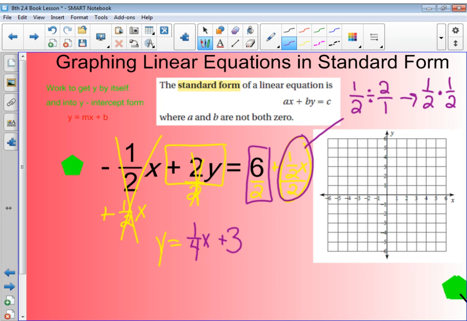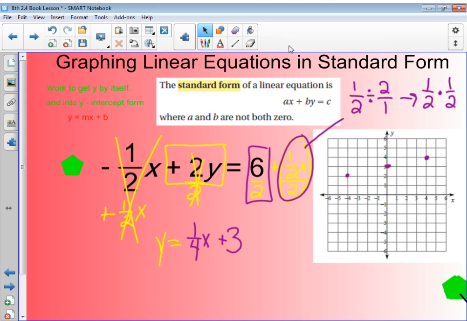Now we can go through and graph that. So we start at a positive 3, and then we follow the slope of positive 1/4, so up 1/4. So our line would cut through like that.